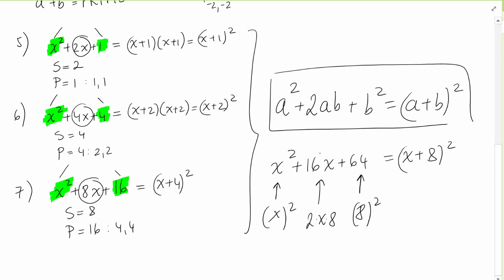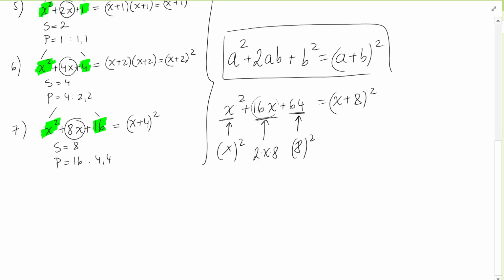So it's very important that this term is double the other two, because it can happen that we have a perfect square here, and in the middle not double, so then we cannot use the formula. This formula works also if we have minus.